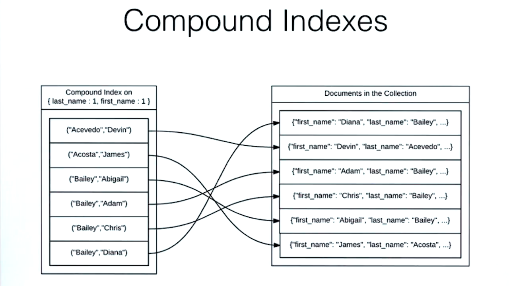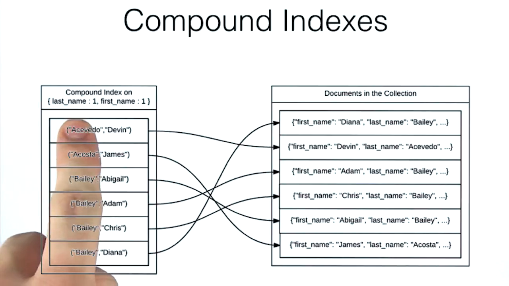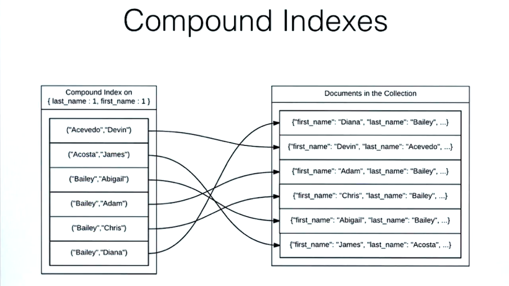Looking at this diagram, this is an index on last name, comma, first name. And if I wanted to find a document for Adam Bailey, I'd go to the Bailey, comma, Adam index key, which then points to the Adam Bailey document. I check this one index key, and it tells me to go in our collection of documents. There's no checking of two things. Even though there are really two fields, the index itself is still one-dimensional.